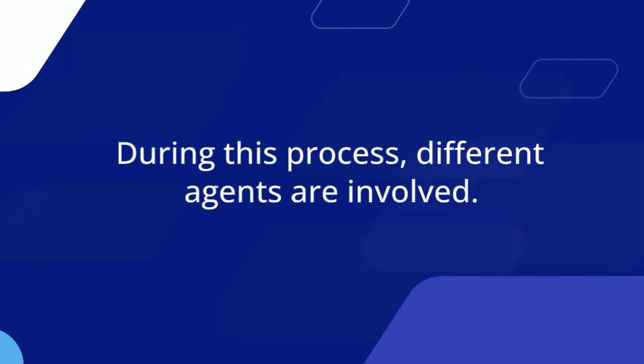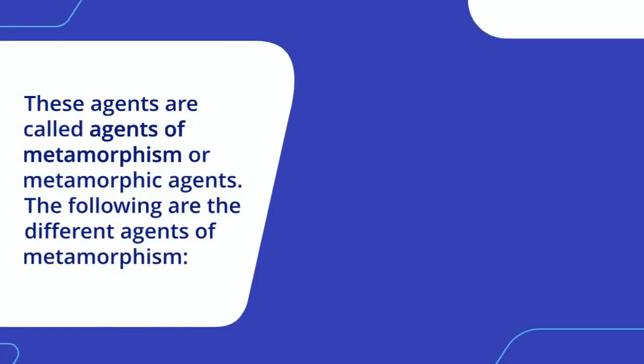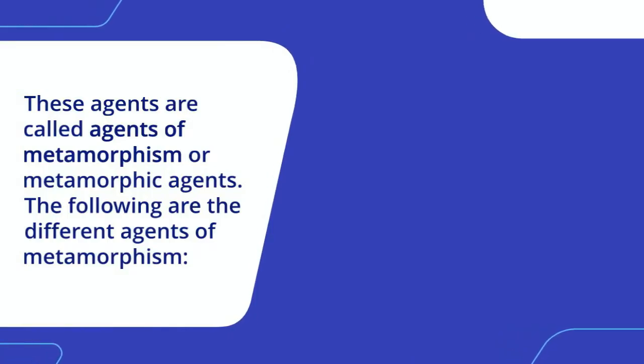Agents of metamorphism. Metamorphism is the process of formation of metamorphic rocks from sedimentary and igneous rocks. During this process, different agents are involved. These agents are called agents of metamorphism or metamorphic agents. The following are the different agents of metamorphism.